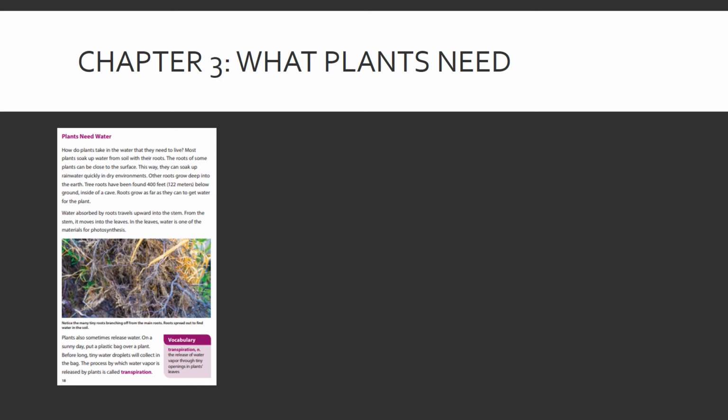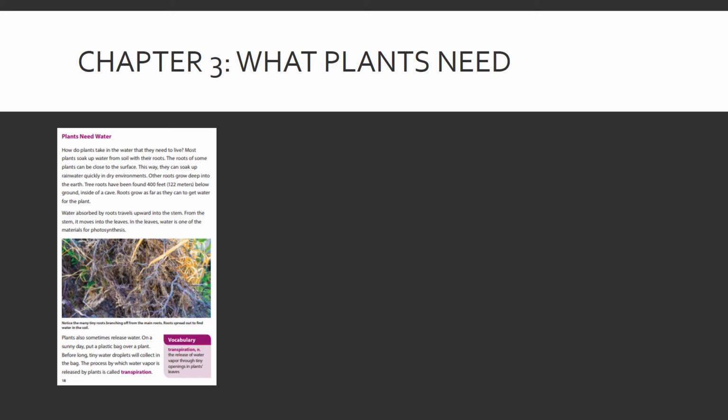Plants need water. How do plants take in water that they need to live? Most plants soak up water from soil with their roots. The roots of some plants can be close to the surface. This way they can soak up rainwater quickly in dry environments. Other roots grow deep into the earth. Tree roots have been found 400 feet, or 122 meters, below ground, inside of a cave. Roots grow as far as they can to get water for the plant.